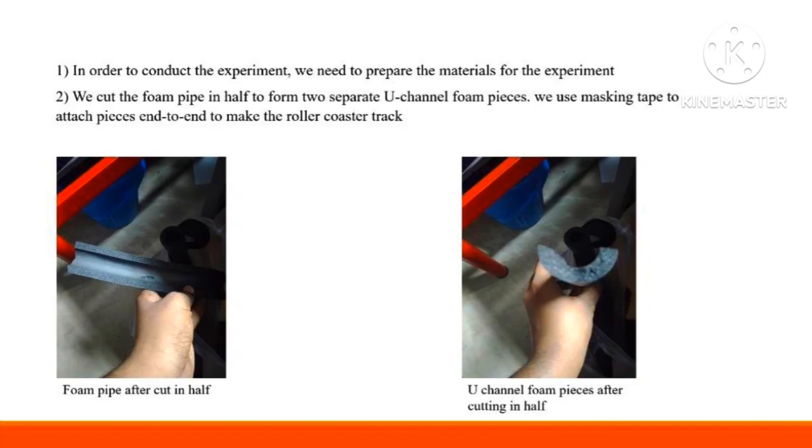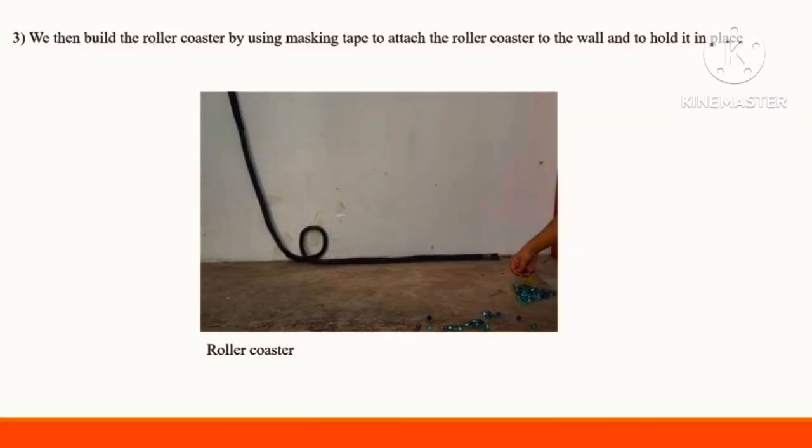We use masking tape to attach the pieces together to form a longer foam piece, to make a longer roller coaster track. Then we build the roller coaster by using masking tape to attach it to the wall, and we also use the tape to make sure it holds its shape, so that when we put down the marble, it doesn't slide off. After that, we move on to the next step, which is to measure the weight of the marble.